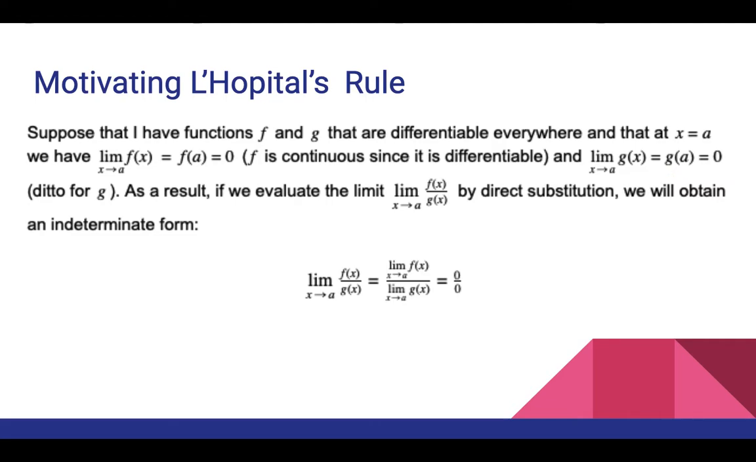So as a result, if we evaluate the limit as x approaches a of f of x divided by g of x by direct substitution, we will obtain an indeterminate form, 0 divided by 0. In these cases, we could apply the methods from Unit 1, but that's not always possible.